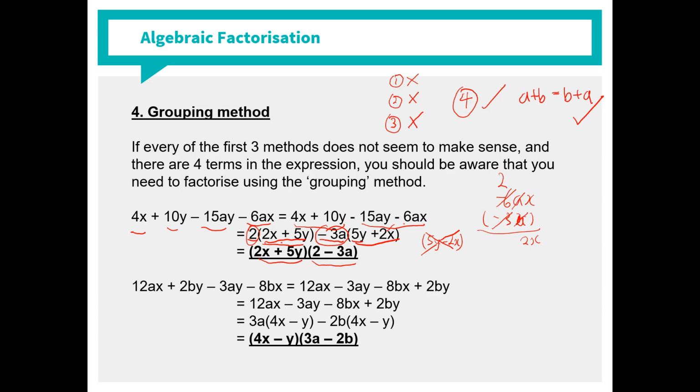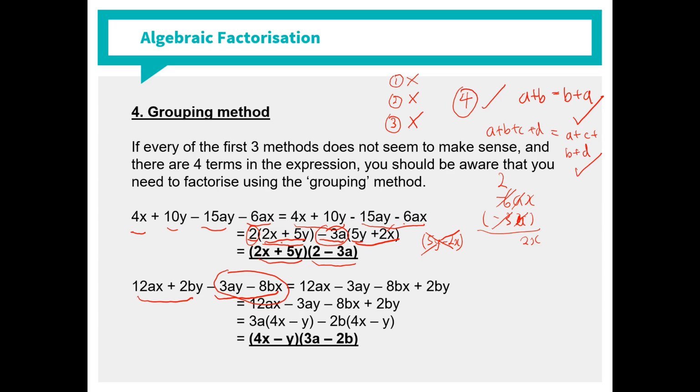Okay, let's take a look at the second example. 12ax plus 2by minus 3ay minus 8bx. Wow, if we group the first two terms and the next two terms together, oh dear, there doesn't seem to be any common factor across the second group, right? There's no common factor. What do we do? That's when I will ask you, is a plus b plus c plus d the same as a plus c plus b plus d? Yes. I'm just jumbling up the sequence.